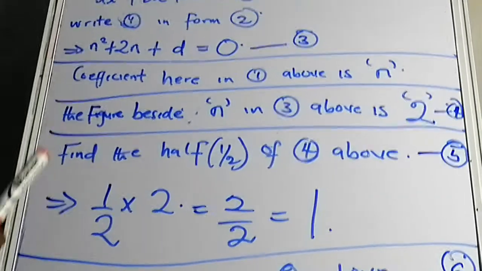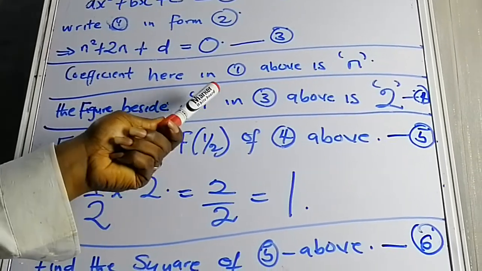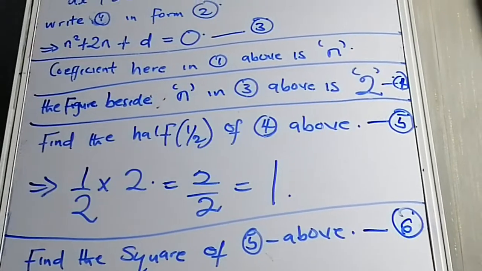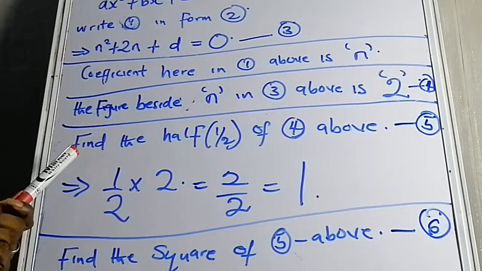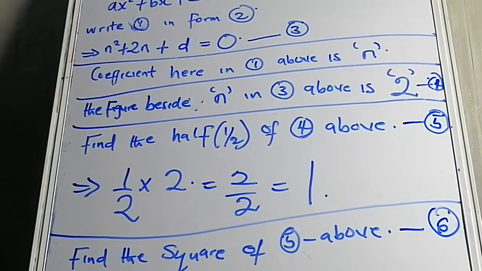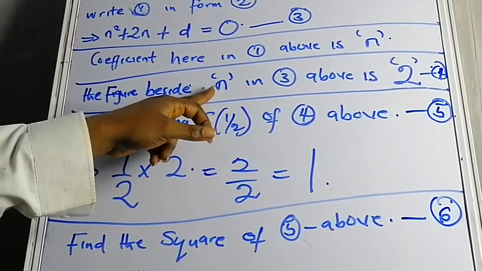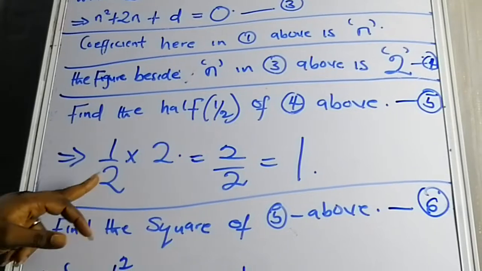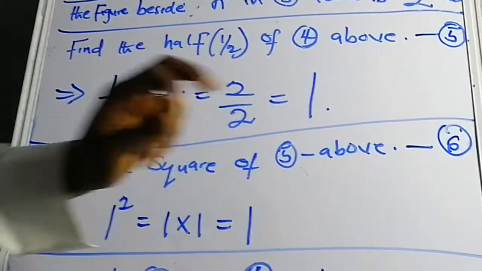You understand me now? So the figure beside, or the value beside n in 3 above is what? 2. So the next step, and I name it as equation 4, is to find the half of 4 above. I don't want to repeat the statement, that was why I named it as 4. So I'm finding the half of the value beside n. What's the value beside n? It is 2, and I'm finding the half. So it's half times 2. So 2 divided by 2 will give me what?